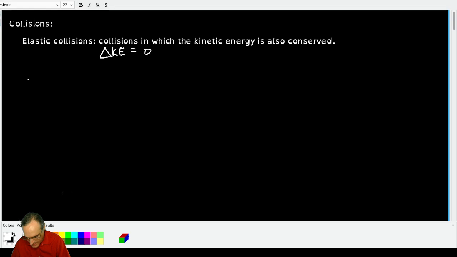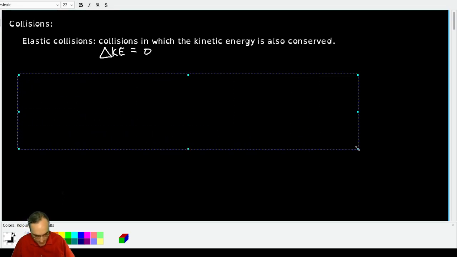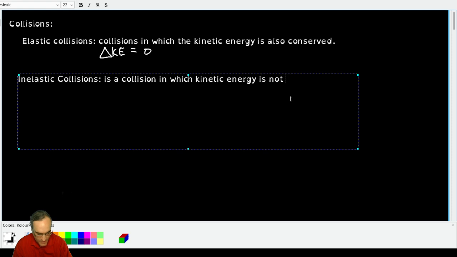Okay, the other broad type would be inelastic collisions. Simply, an inelastic collision is a collision in which kinetic energy is not conserved, which would be every other type of collision you can think of other than the elastic collisions. There are two special cases here. Perfectly inelastic, which you hear talked about in textbooks.